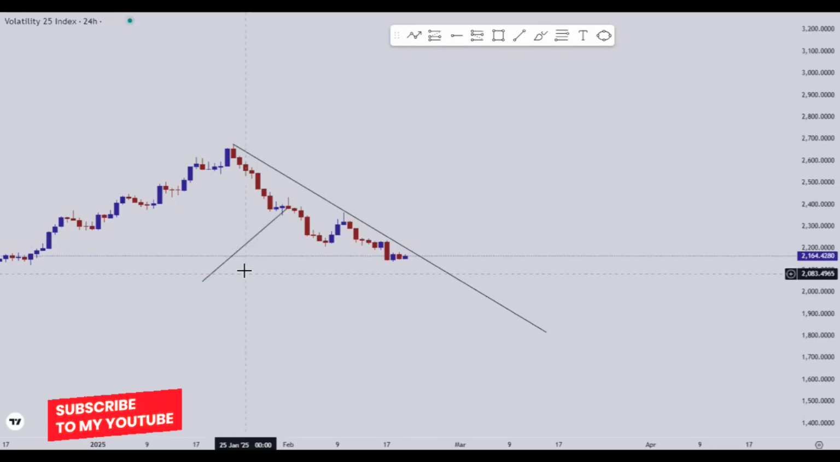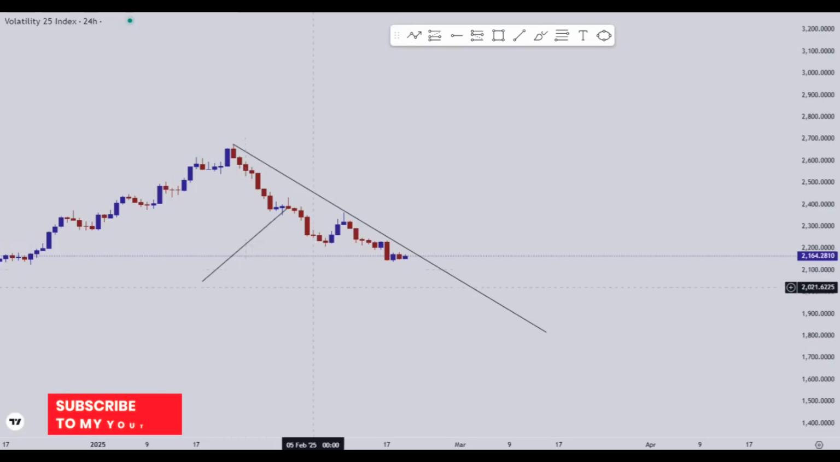Just a trend line that tells you, okay, this market is actually trending down. Then you go to the 15-minute time frame. Let's get down to the 15-minute time frame. Come on, let me get rid of this.